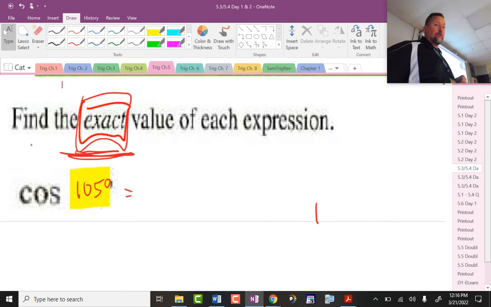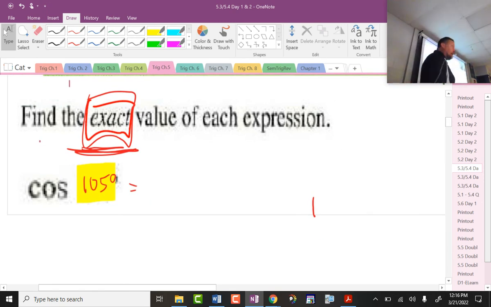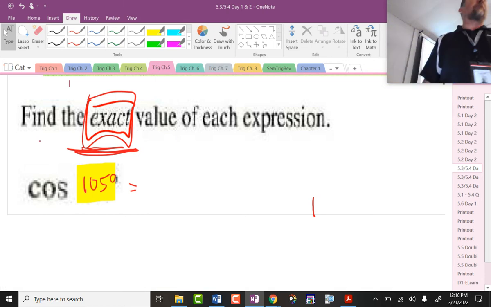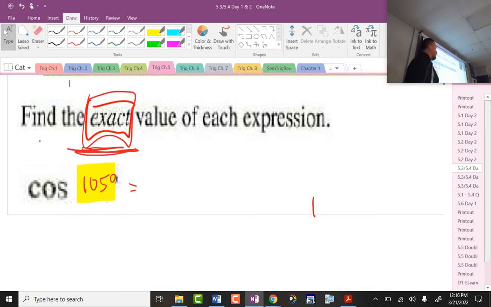And then this is the usage. This would be Thursday, along with some other proving some identities kind of thing.